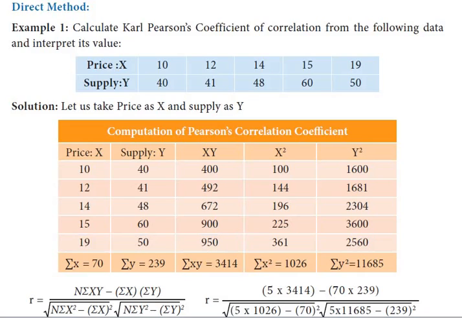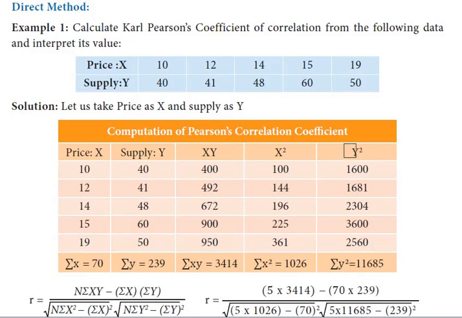Then you have to square the x value. In this method, we are using the capital X. So the data that is given, that itself we are squaring. So 10 square is 100, 12 square is 144, 14 square is 196, 15 square is 225 and 19 square is 361. So that is the fourth column.